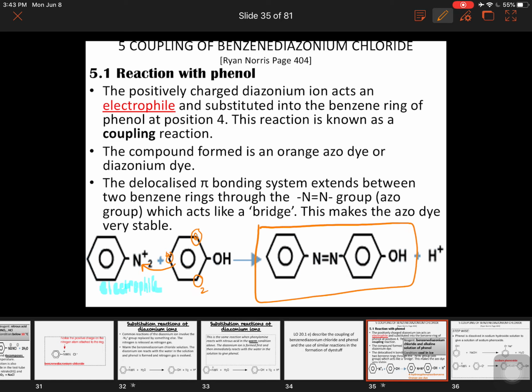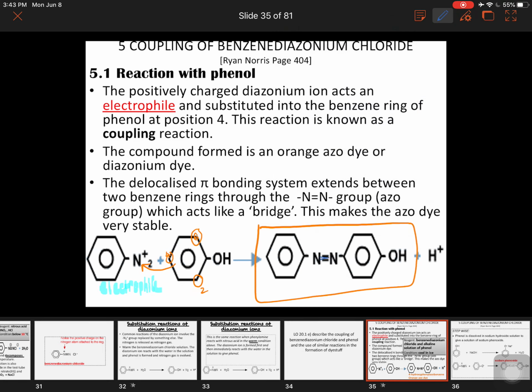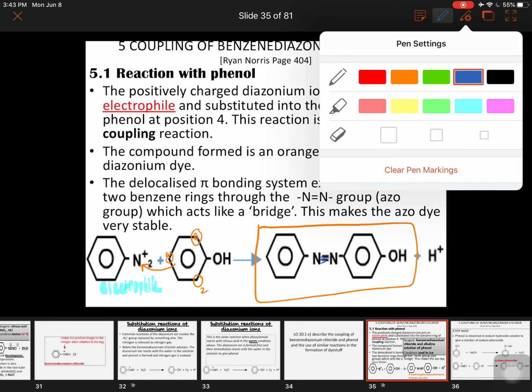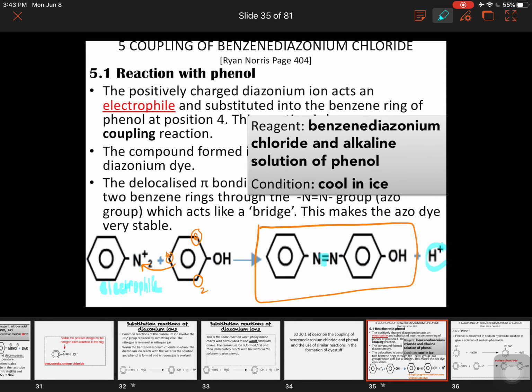Now please make sure that when you start with a benzene diazonium ion and you end with a bridging product, your nitrogen now has only a double bond. Originally, in the starting material, the N bond consists of a triple bond. So just be careful with that. And then you have H plus. I'll explain to you why you have H plus.